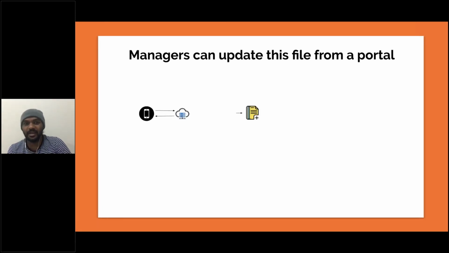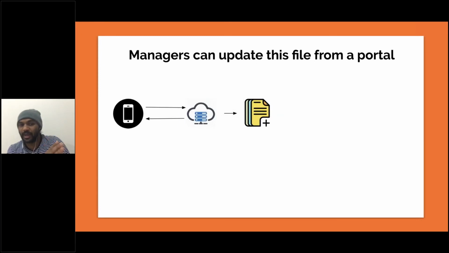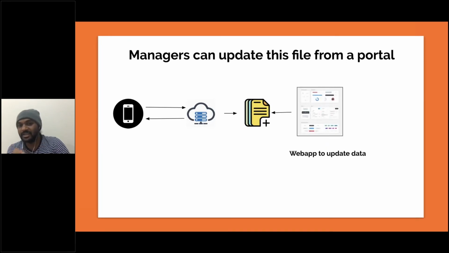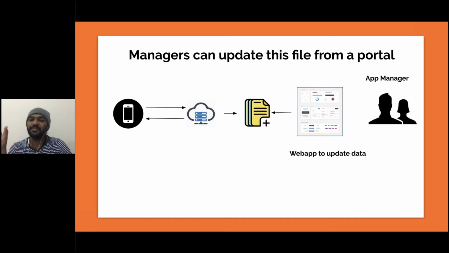So finally, how it works: the mobile app will ask the information from the server. The server will ask the data from the file, and there is a web app to update the data, and here is a manager. So finally the working mechanism is that the application managers or the app managers will provide some specific information to their portal in the form of XML, JSON, or YAML files.